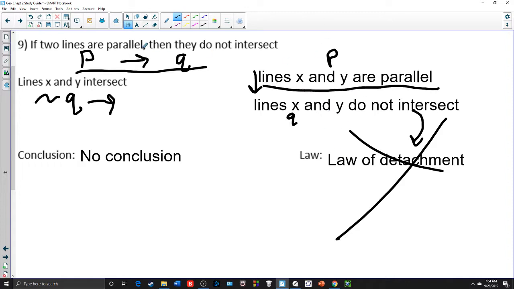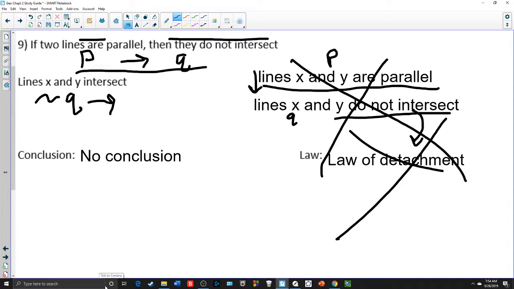So this would be a valid conclusion here. Lines X and Y are parallel, so that's satisfied. Therefore, they do not intersect is what I can conclude. But here they gave me the opposite of my conclusion. Therefore, I can't say anything about the situation. So there's no conclusion to be made here.